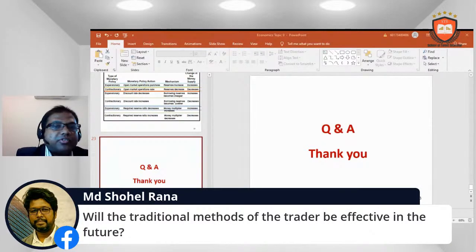Will the traditional methods of trade be effective in the future? Look, what actually is tradition? Let's say, for example, in the South Asian market, what I discussed on a few TV channels, they have traditions. In South Asia, especially India, Pakistan, Bangladesh, even China, every person invests money in gold, right? They buy gold. Even in a crisis period, they buy more gold, because they feel it's a security for their family. So it's a traditional method.